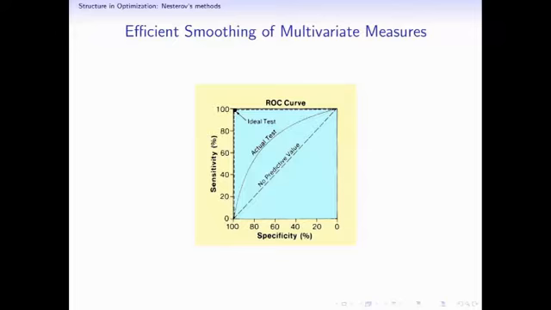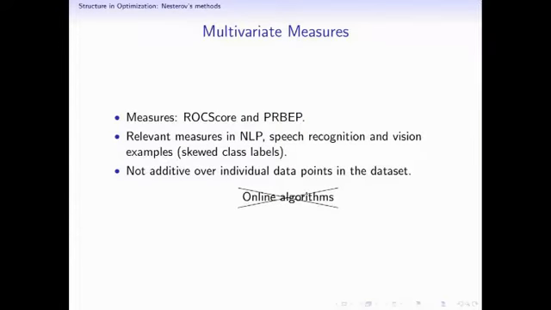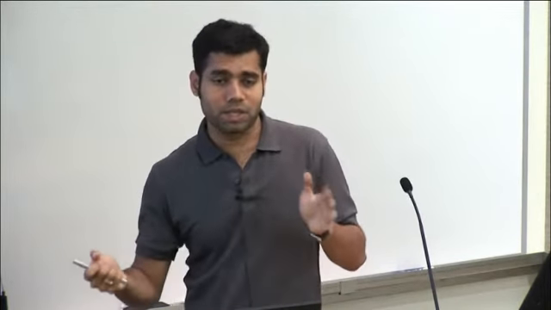So to go into some applications, I'll talk about smoothing of multivariate measures. In particular, I'll just talk about ROC area today. So you have all these measures like ROC area and precision recall break-even point, which are very important in areas like natural language processing, speech recognition, sometimes even vision, especially in cases where the label classes are very skewed. Suppose you have a very large amount of positive labels as compared to negative labels, it does not always make sense to capture accuracy. So people often try to capture ROC area and so on.